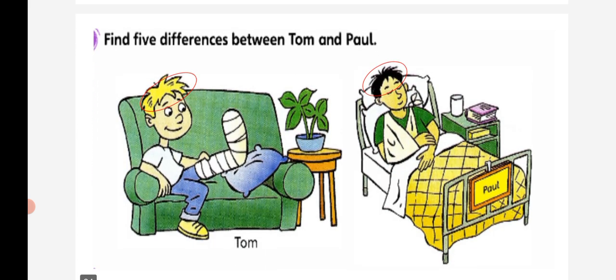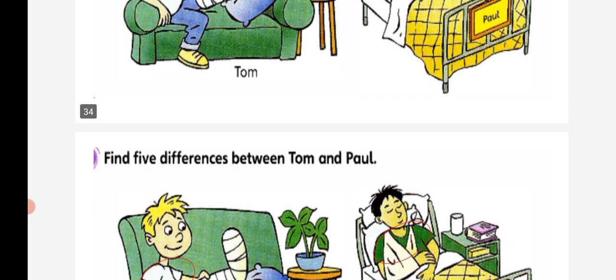Now, next, you can see their hair is circled. So here we'll talk about the differences between their hair, and you say Tom has blonde hair, or Tom's hair is blonde, whilst Paul's hair is black. That's another noticeable difference between Tom and Paul in this picture.